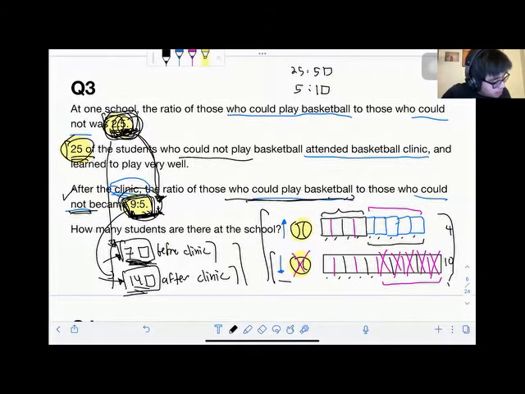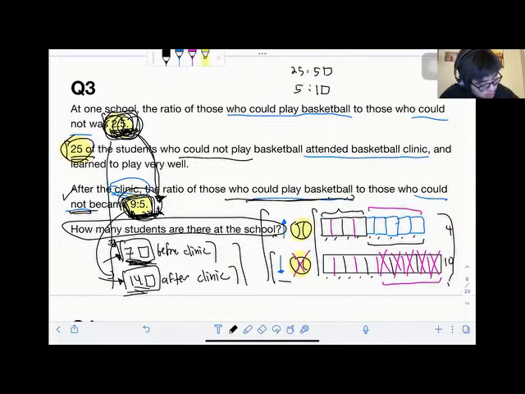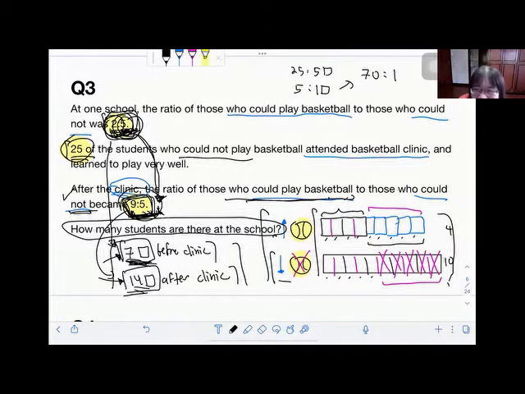At sa huli, how many students are there at the school? Ilang box nga ba ulit yung total students natin? Tingnan natin yung sagot niya. 45 can play basketball, 25 could not, 70 na lahat. Very good. 70 dahil 5 times 14 boxes.